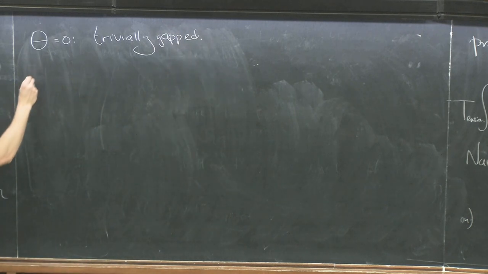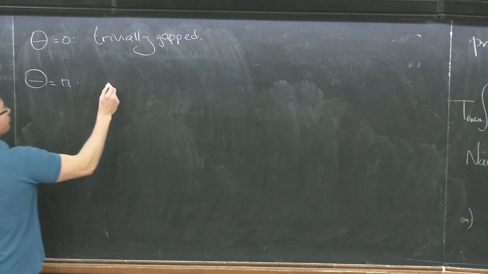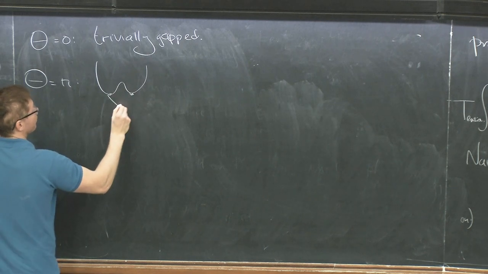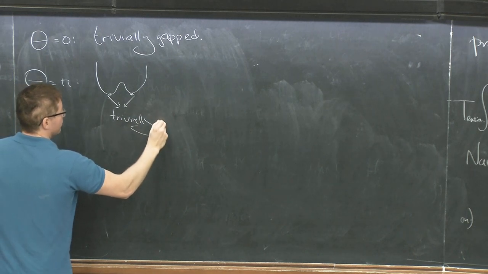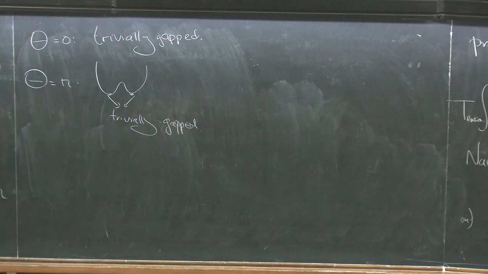And at theta equals pi, it turns out that there are two vacua, each of which is trivially gapped. At theta equals pi, we have two vacua which are exactly degenerate, and they're both trivially gapped. So this is what happens if you take Yang-Mills theory at theta equals pi. You have two vacua, each of which is trivial.